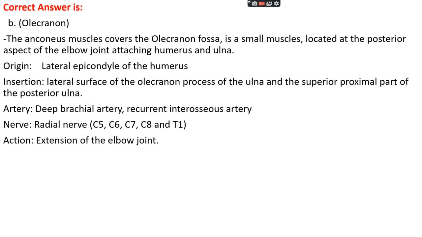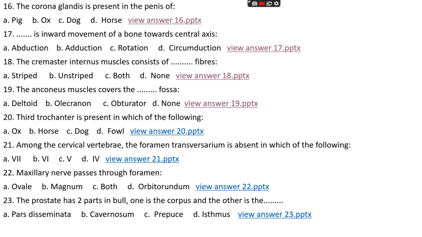The deep brachial artery and recurrent interosseous artery supply the anconeus muscle. The radial nerve, which is C5, C6, C7, C8, and T1, supplies the anconeus muscle. The major function of the anconeus muscle is extension of the elbow joint.